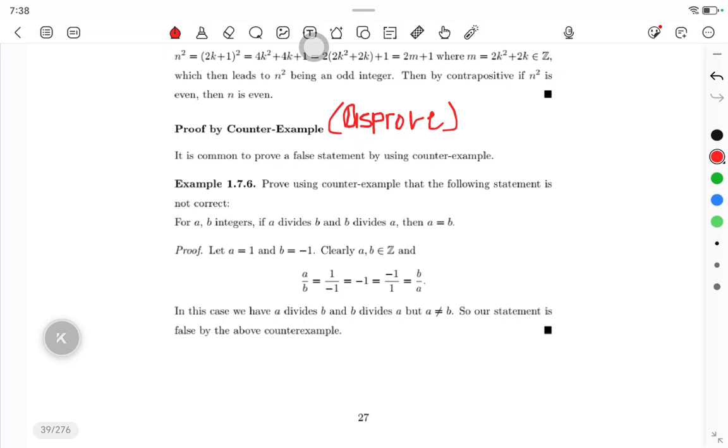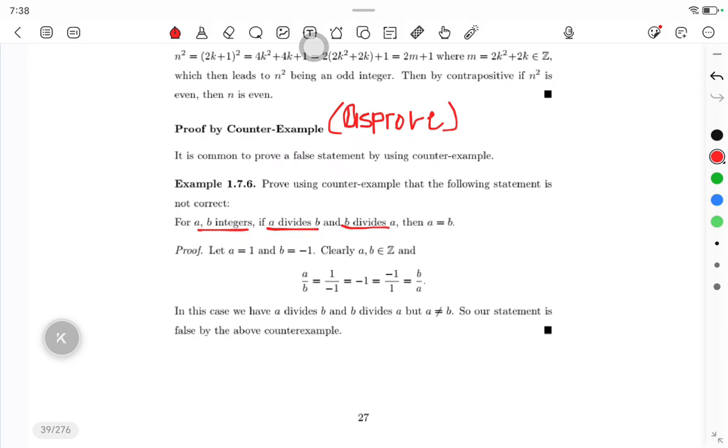For an example, they gave us this here. They say: prove using a counterexample that the following statement is not true. You see, right? So it is for us to prove that a certain statement is not true. And they give us a statement. They say that for a, b being integers, if a divides b and b divides a, then a is equal to b.